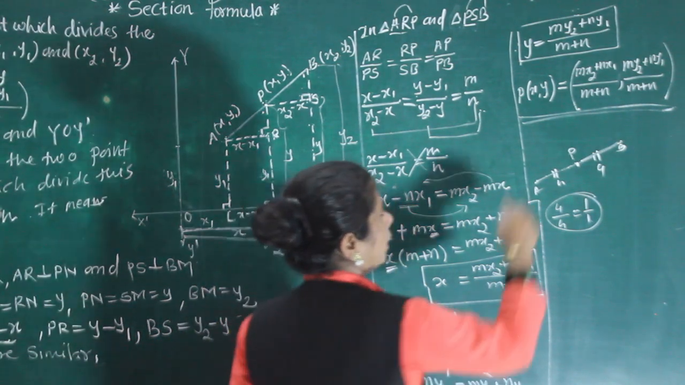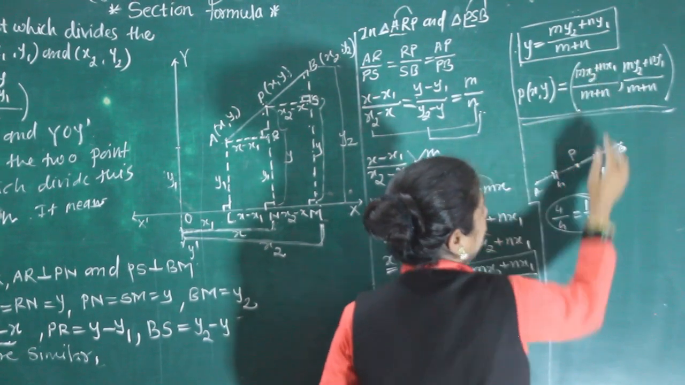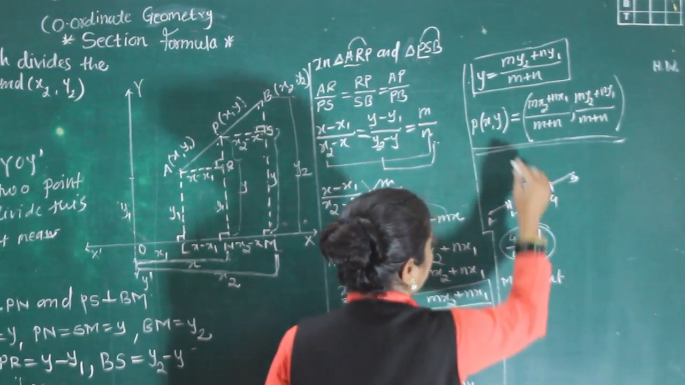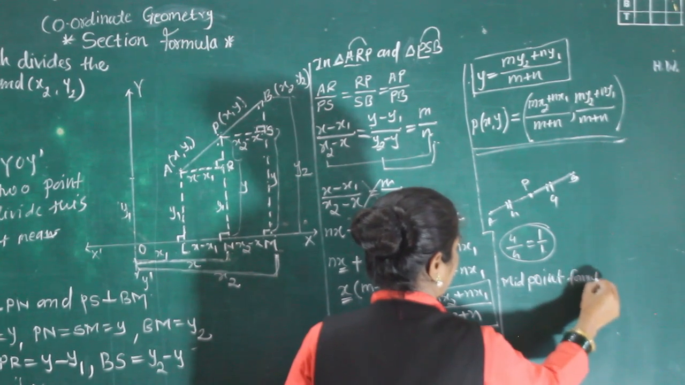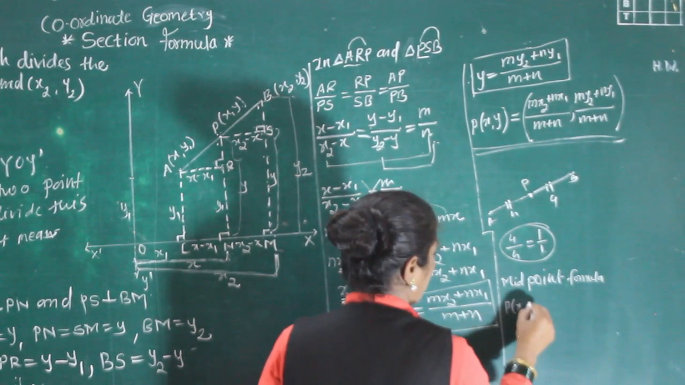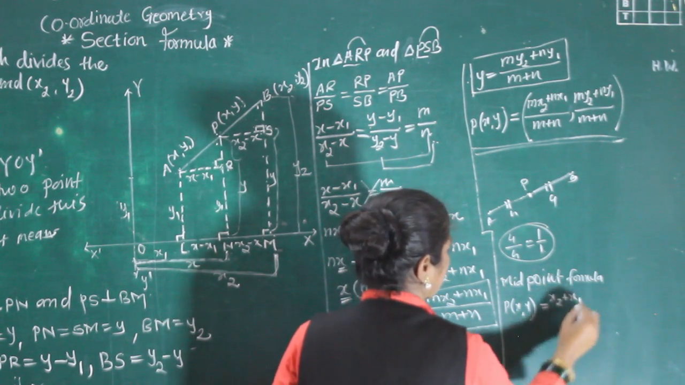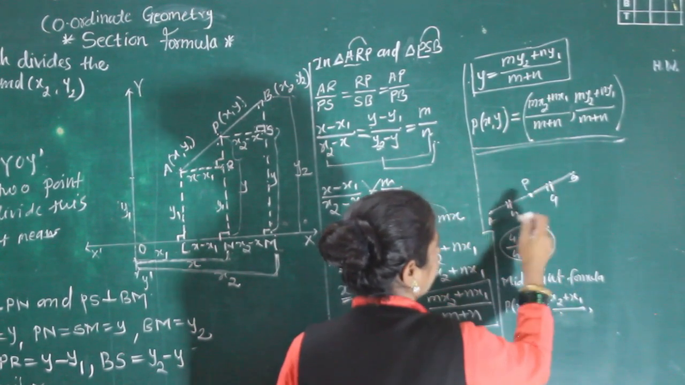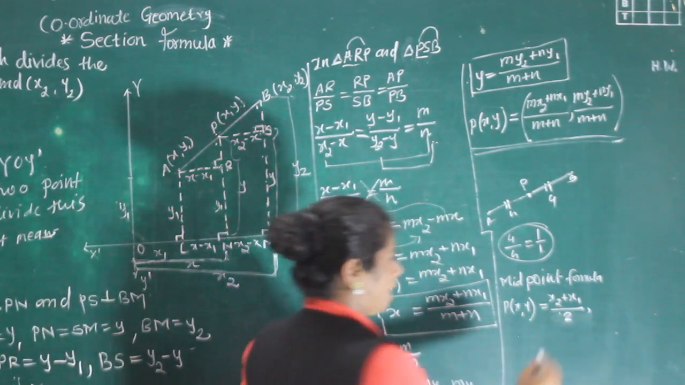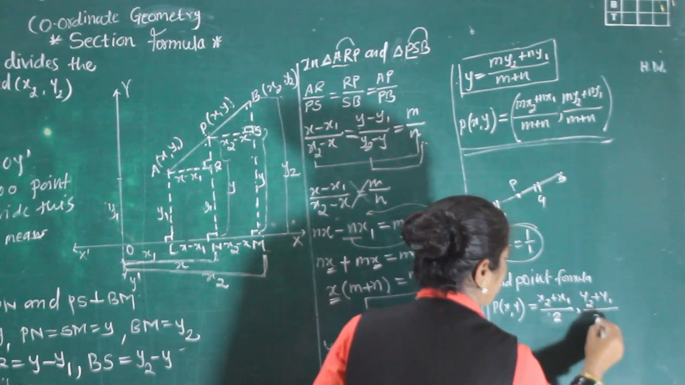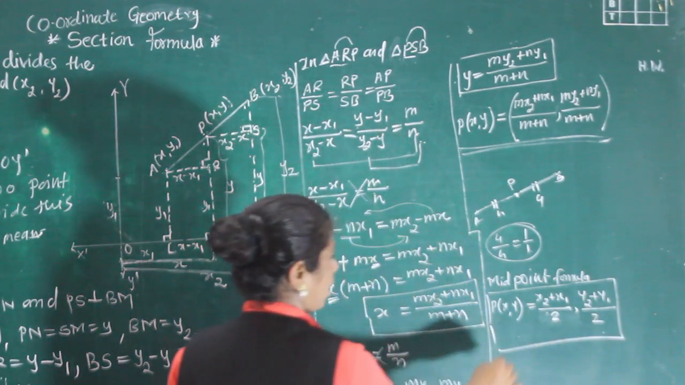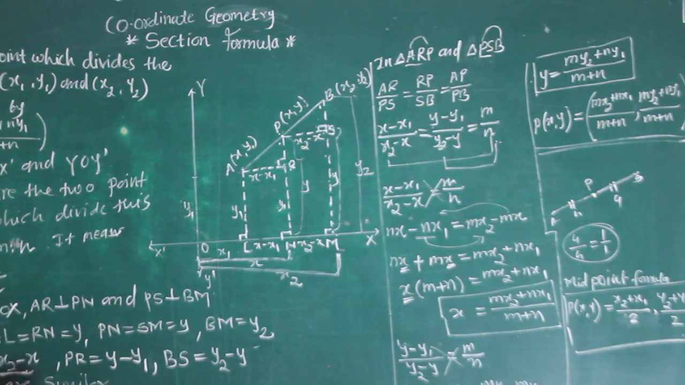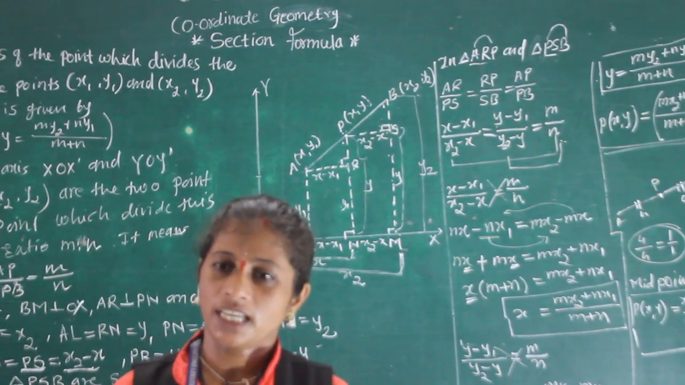So finally you will get what? mx2 plus nx1, where m is 1 and n is 1. So the midpoint formula, what is it? If we have to find the midpoint, then we do it by the midpoint formula. What are the coordinates of this P of x, y? It will be (x2 plus x1) by (n plus n), means this n plus n is 1 plus 1, 2, right? And (y2 plus y1) by 2. This is your midpoint formula. Okay, understood? So read this derivation once again properly, and we will solve the examples for this section formula.